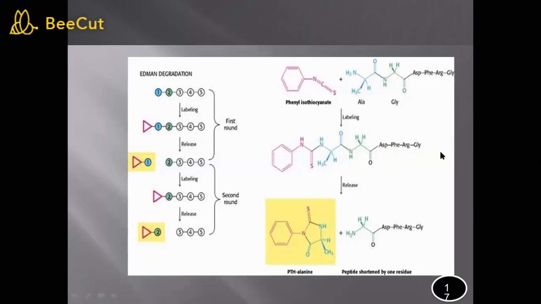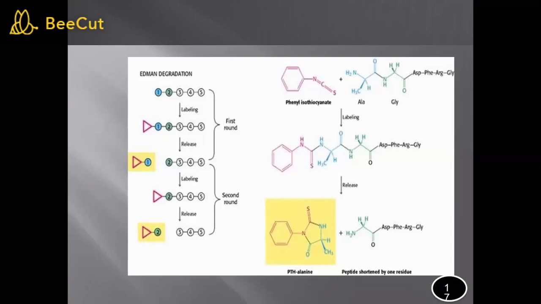So afterwards we have to carry out the hydrolysis. Under acidic conditions, we have to add anhydrous trifluoroacetic acid. Then afterwards thiazolinone derivative will be formed, and a polypeptide chain which will contain one less amino acid will get formed. So we get two products: first is the thiazolinone derivative, and the peptide chain which will contain one less amino acid.